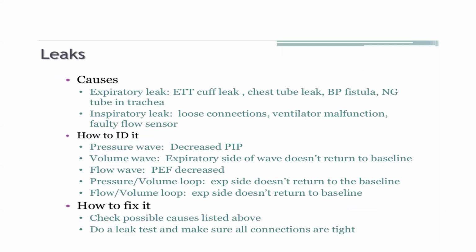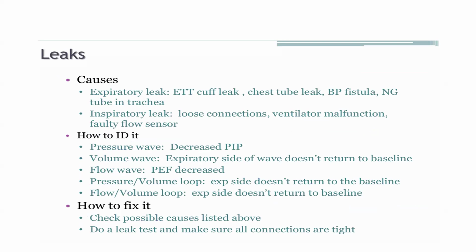The leak causes are expiratory leak, ETT cuff leak, chest tube leak, bronchopulmonary fistula, and the nasogastric tube in the trachea. Inspiratory leak: loose connection, ventilator malfunction, and the faulty flow sensor.